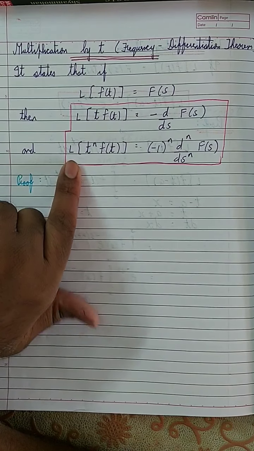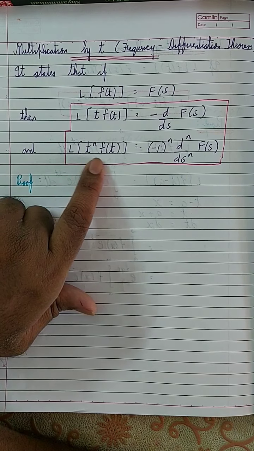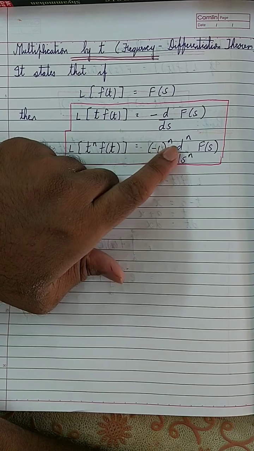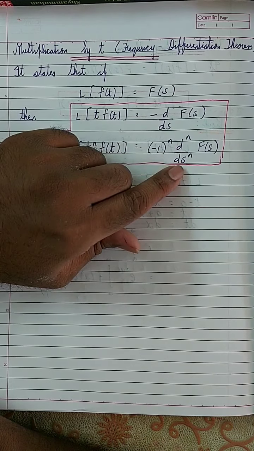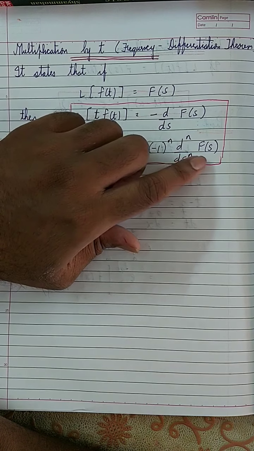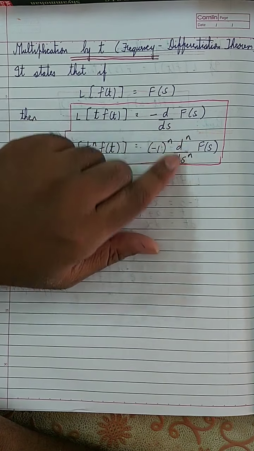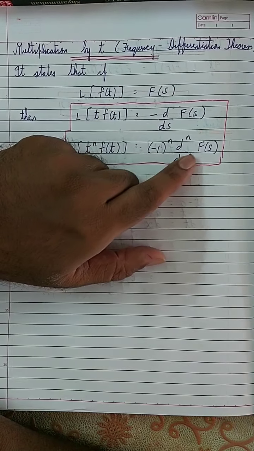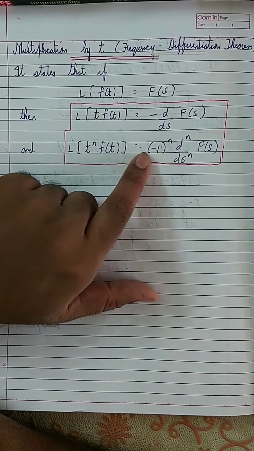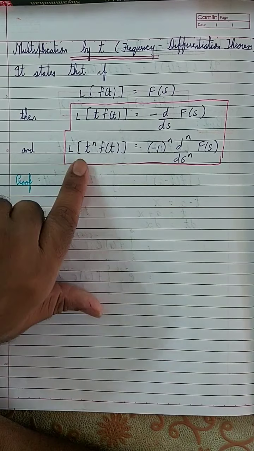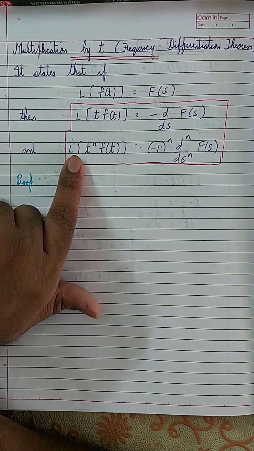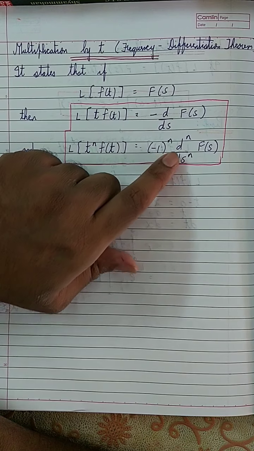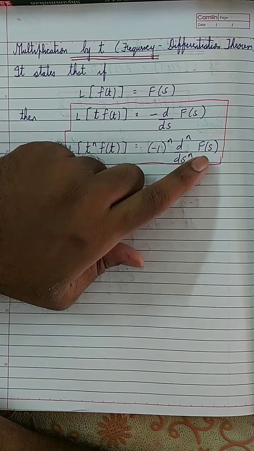Look over here, the Laplace transform of t raised to n f of t is equal to minus 1 raised to n d by ds of the order of n F of s. That is a derivative of order n. That means n times you should differentiate it. Minus 1 raised to n, where n is an integer, which means if it was t square, the Laplace transform of t square f of t will become minus 1 raised to 2 d square by ds square F of s.